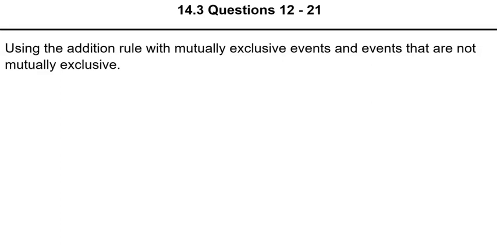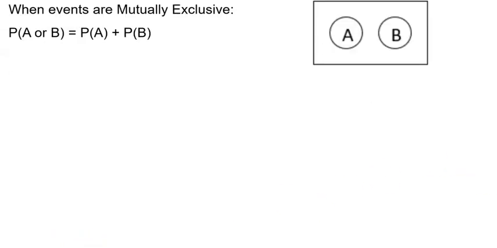Alrighty, so in this video we're going to look further at that addition rule with mutually exclusive events and events that are not mutually exclusive. We talked about it in that last video. I want to hit it up again in this video. So remember, when events are mutually exclusive, notice in my Venn diagram the circles never overlap. That means A happens or B happens, but never both at the same time.